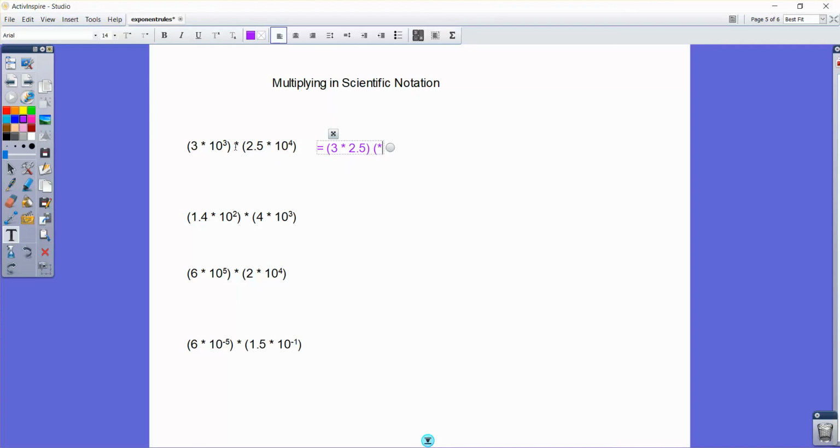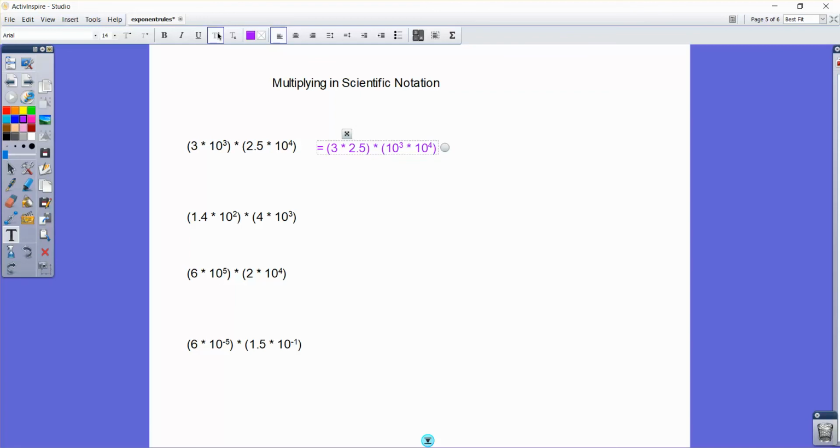And then I'm going to be second taking the powers of 10 and multiplying those. So 10 to the 3rd times 10 to the 4th. Oops, I went too soon on the exponent there. There we go, to the 4th. Okay, Mr. C wrestles with formatting issues.